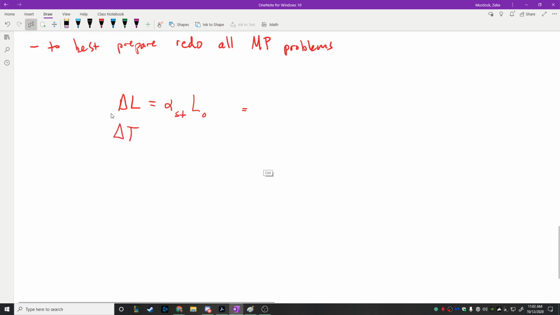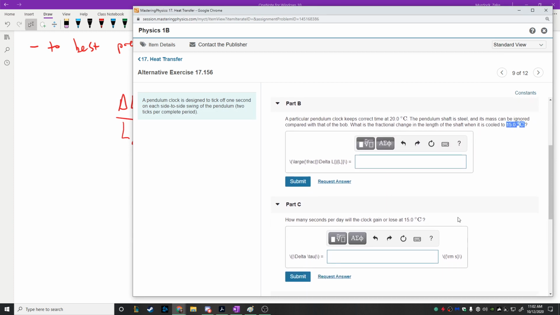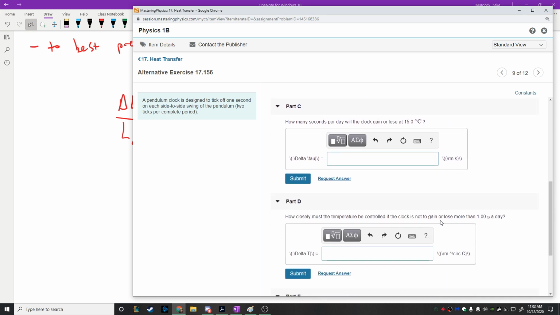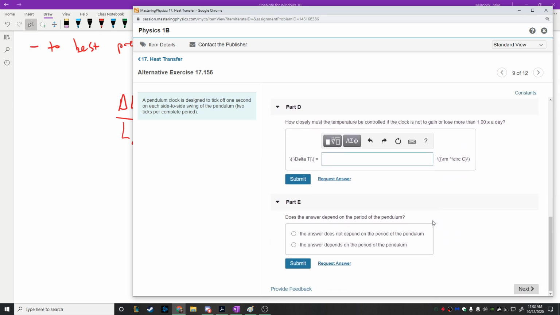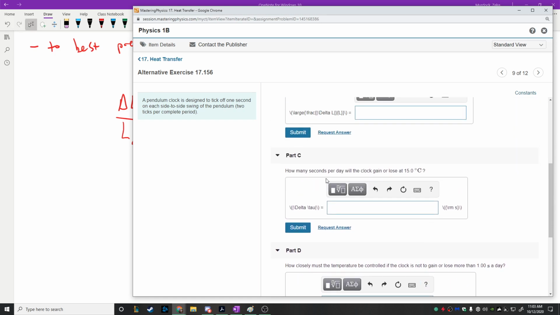Oh, whoops, not that. Sorry, you're dividing this one down here. So you'd get that quantity. And then how many seconds per day will the clock gain? So what part of this did you guys want to talk about? Part C, how many seconds per day will the clock gain or lose?